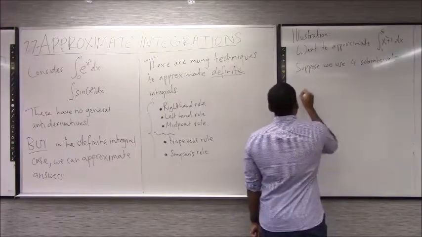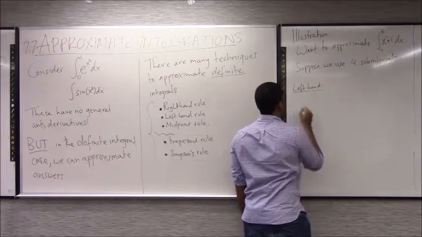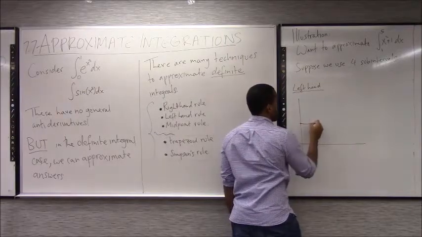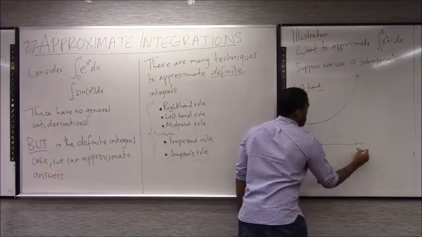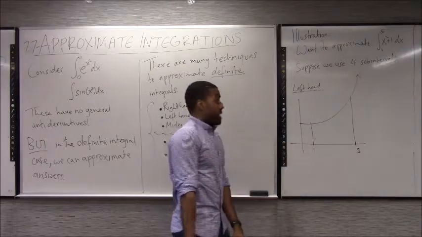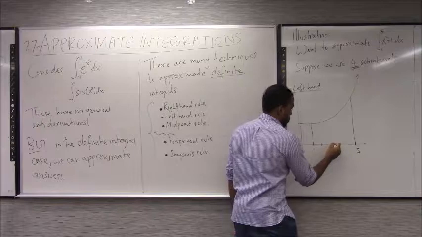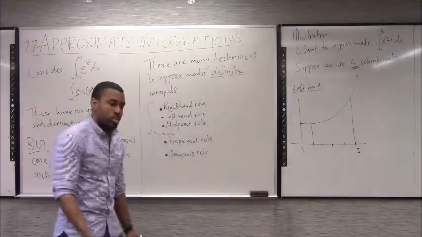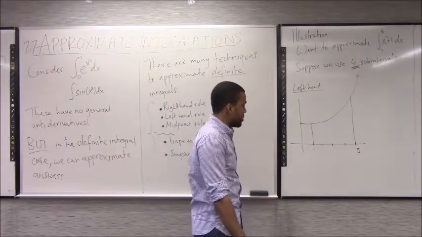So let's say we're using the left hand. Here's what that situation would look like. I know my x squared plus 1 is going to be a parabola that's going up like that, and I want to approximate the area under the curve between 1 and 5. So when I tell you we're using 4 subintervals, what that means is I'm going to cut this interval into 4 equal pieces. And there are methods that don't require you to have equal sized pieces, but in our setup we're going to assume that we're cutting it into 4 equal pieces.